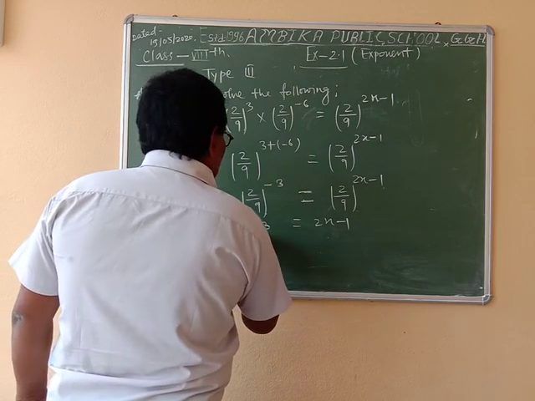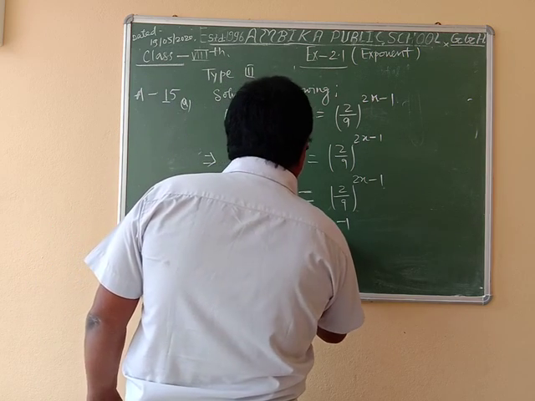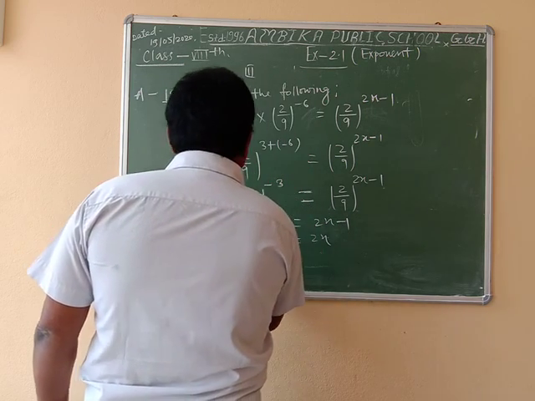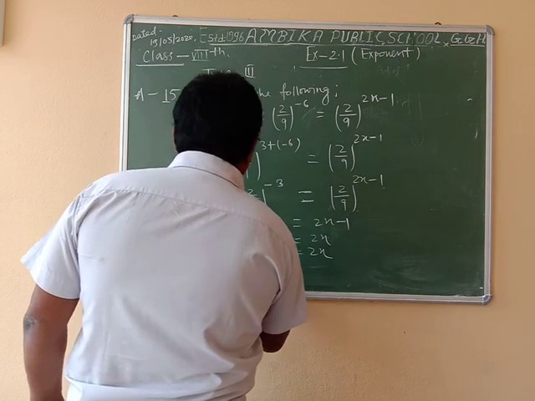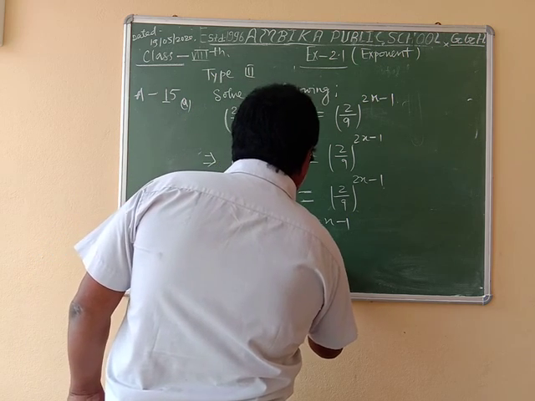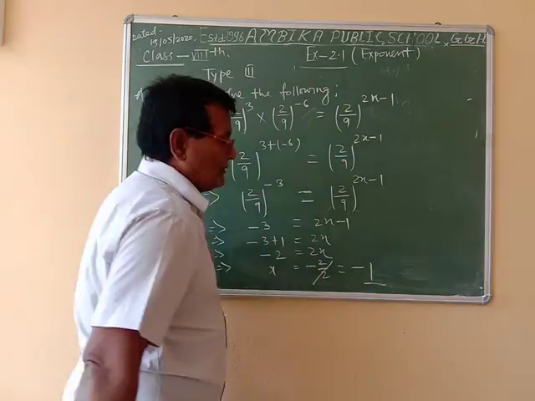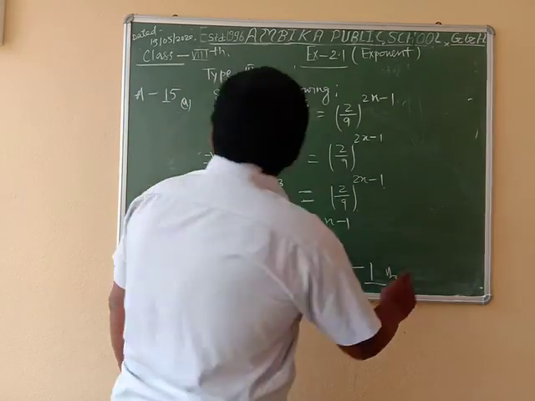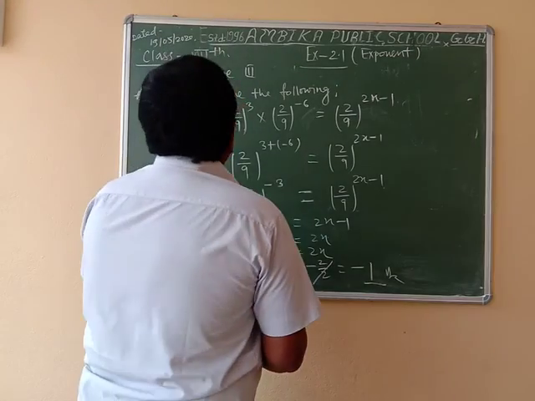Minus 3 plus 1, by transposition we can write 2x. Minus 2 is equal to 2x. So x is equal to minus 2 by 2 is equal to minus 1. Hence the value of x is equal to minus 1.